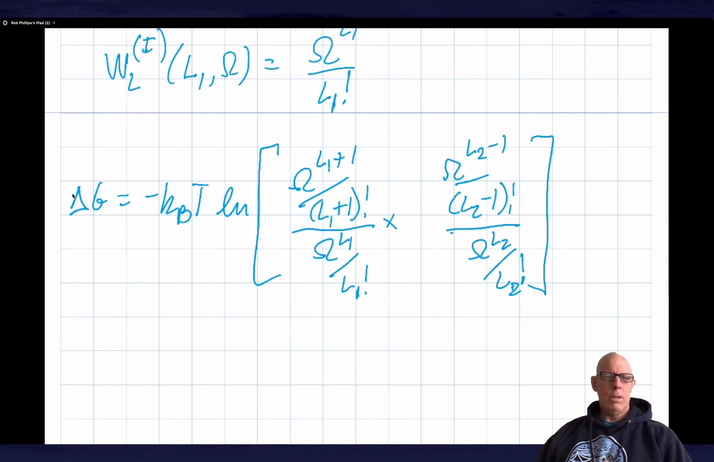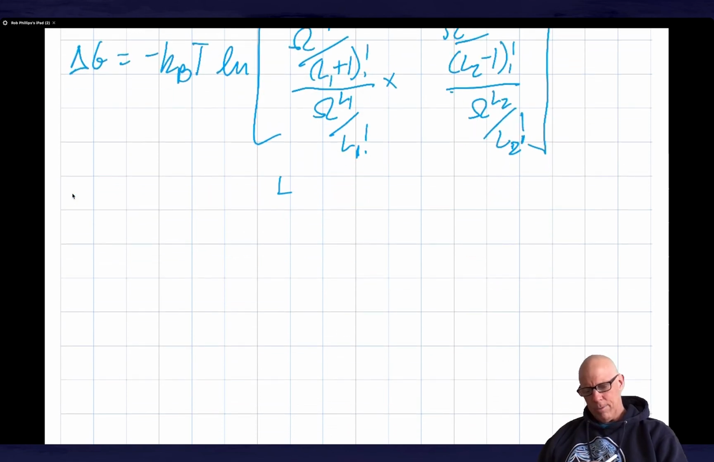Each one of those is a piece of the total number of states. So this is the number of states. This piece is the number of states available to the left-hand side when I have taken an extra ligand on board. This is the number of states on the left-hand side initially. This is the number of states on the right-hand side after I've removed one of the particles, and so on.